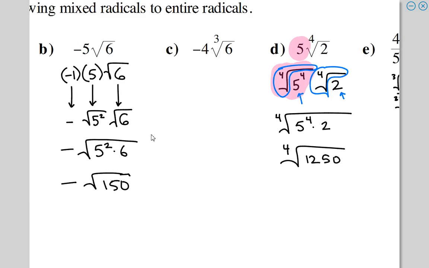Okay. Now, with C, because you have an odd power, you don't have to do what I did in B. You could put the negative inside if you want, or you can also leave it on the outside. So this negative is optional. I'll put the negative on the inside. So we're going to cube negative 4, and then we're going to cube root negative 4. It undoes it. Cube root 6 we're not going to touch. We'll leave it the exact same. I'll zoom in so that's all you need to focus on.